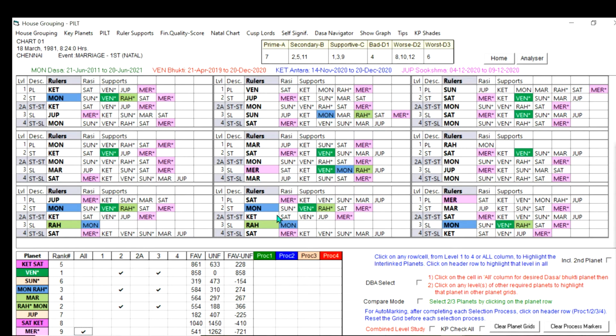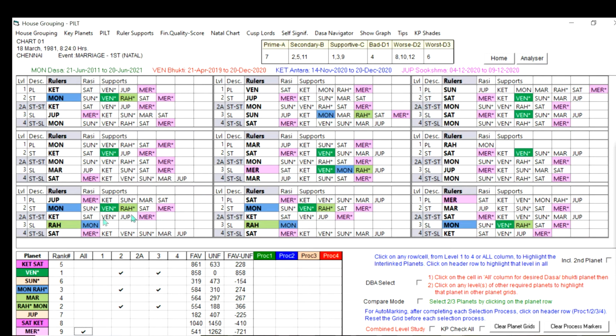Actually, as I explained in the classic video, the native got married in Sun Mahadasa, Jupiter Bhukti and Saturn Antara only. So by way of finding the key planets and the self-significator, by way of the PILT table, we can identify the significators of 2, 7, 11, whatever the event may be. We can identify the planets which have these strong key planets at the star level and sub level with this.